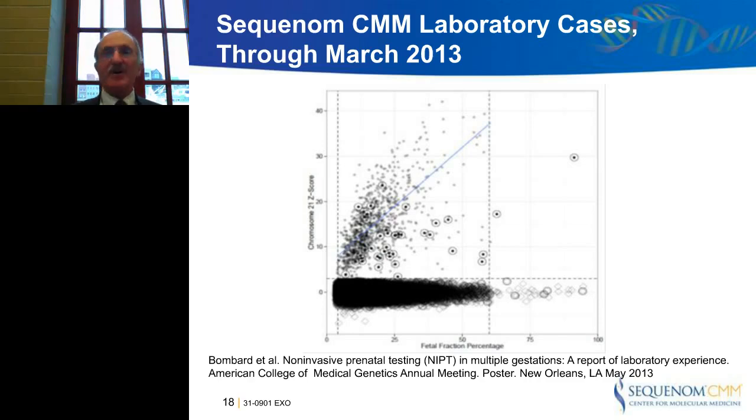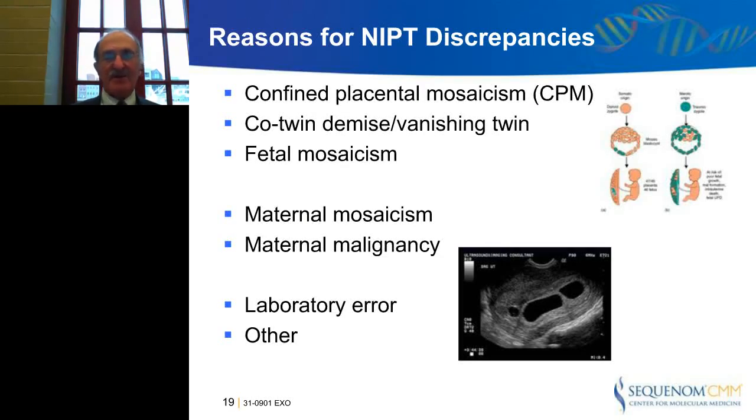Okay, so we get false negatives in samples which don't have enough fetal DNA. We get false positives for a variety of interesting biological reasons. There's a phenomenon called confined placental mosaicism, in which the fetus is normal, but the placenta is trisomic. And since most of the circulating DNA from the fetus actually originates from the fetal portion of the placenta, we'll make a miscall. Another example is what's called the vanishing twin.